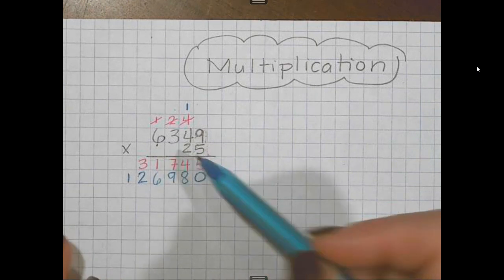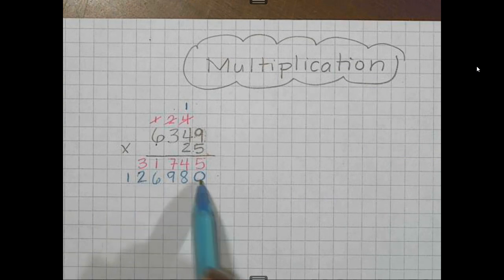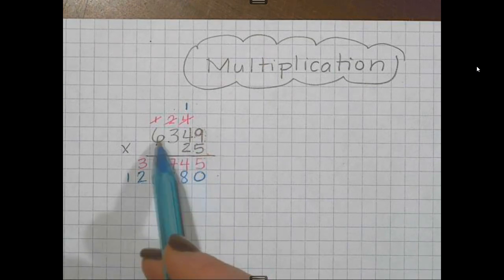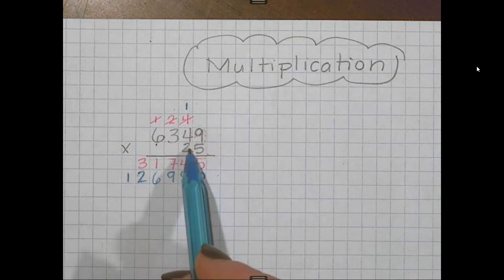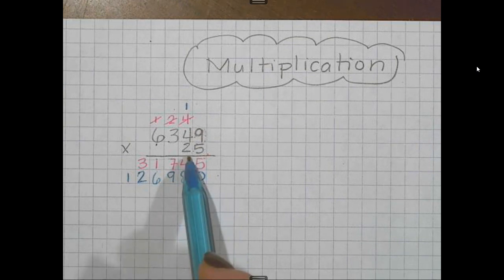If you think about 6,349 only being multiplied by 2, isn't your answer just going to be somewhere between 12,000 and 13,000? And that's not what we have here. So number sense wise, we're really thinking about what this number would be times 2 and then annexing that 0 because we're really multiplying times 20. Okay, does that make a little bit of sense?